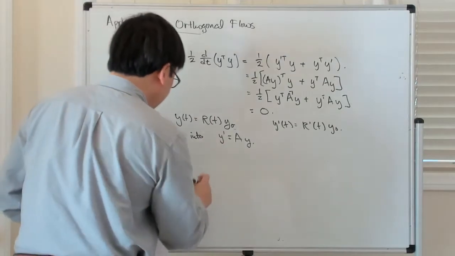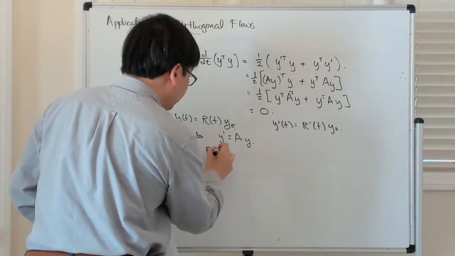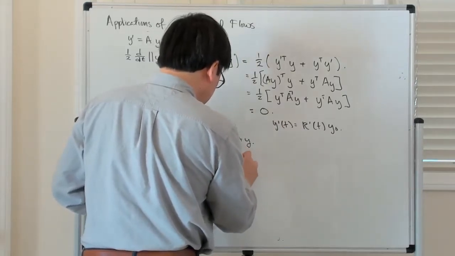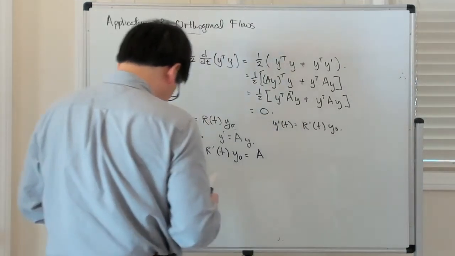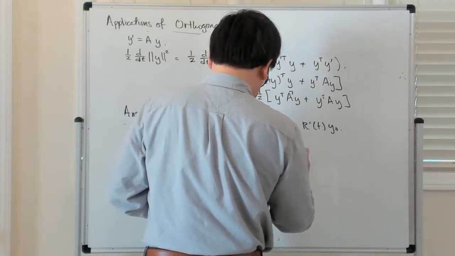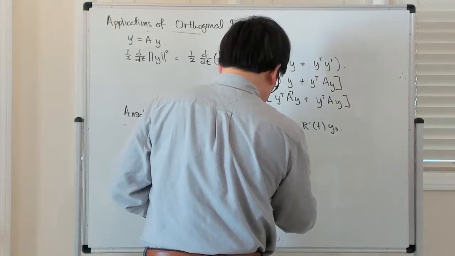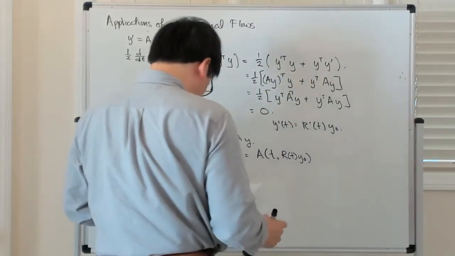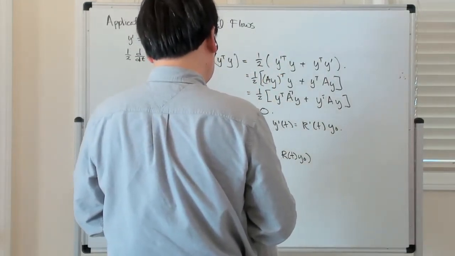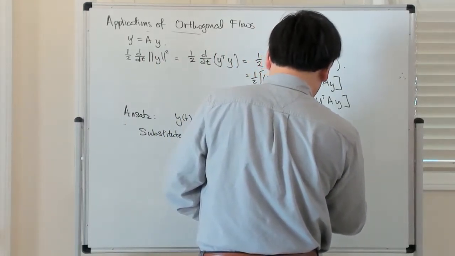Okay, so you have that, and of course a depends on y, so what you have is something like r prime at some time times y0 is equal to a, and then it depends on t in general, and depends on y. But y is r of t times y0, so r of t times y0, and then you have y, which is of course r of t times y0 again.